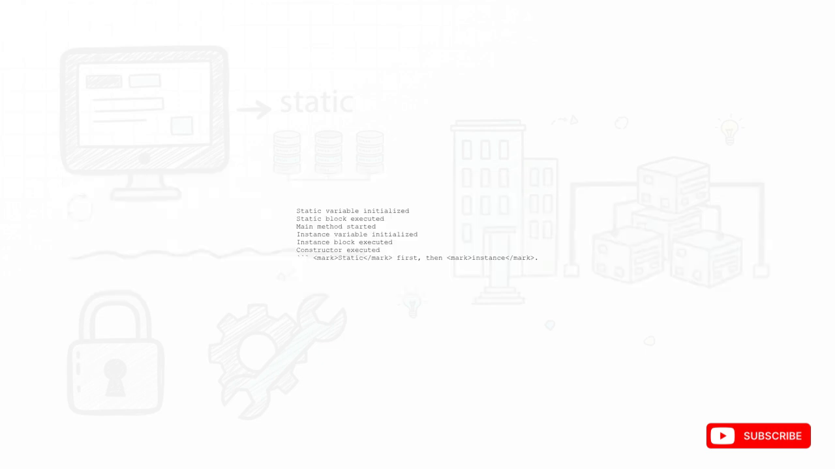And there it is, the output. Let's walk through this. Now, the first thing you should notice is that "static variable initialized" and "static block executed" print before "main method started." What does that tell us? The JVM takes care of all the static business first. Then the main method starts, and it's only when we explicitly write new LifecycleDemo that the instance level stuff kicks in, the instance variable, the instance block, and dead last, the constructor.